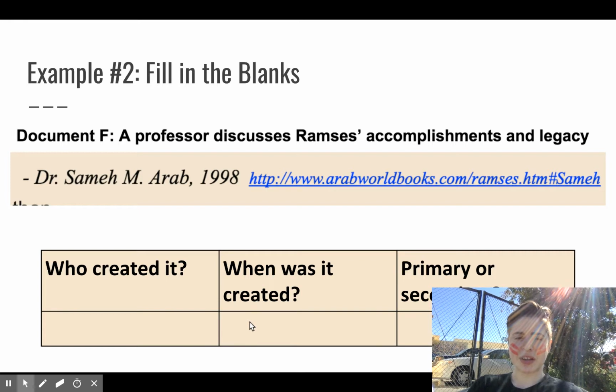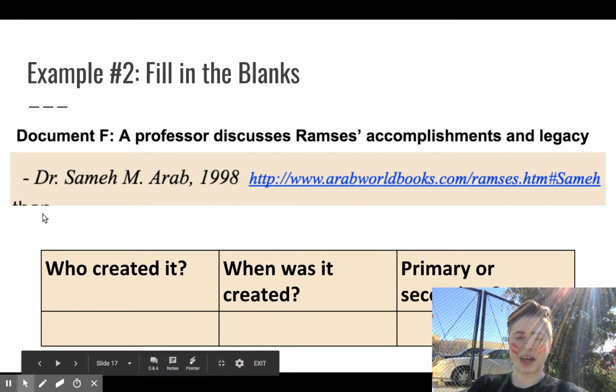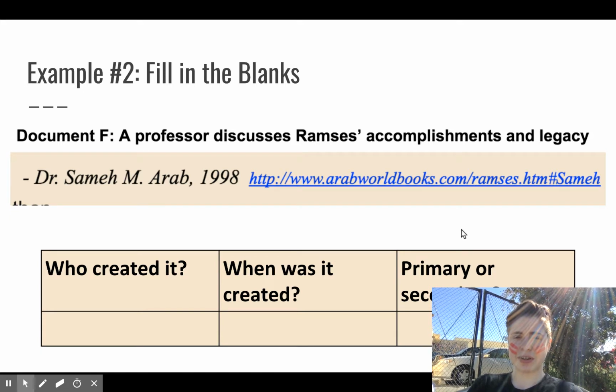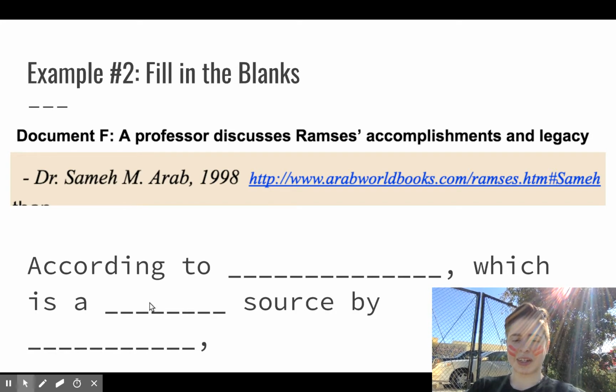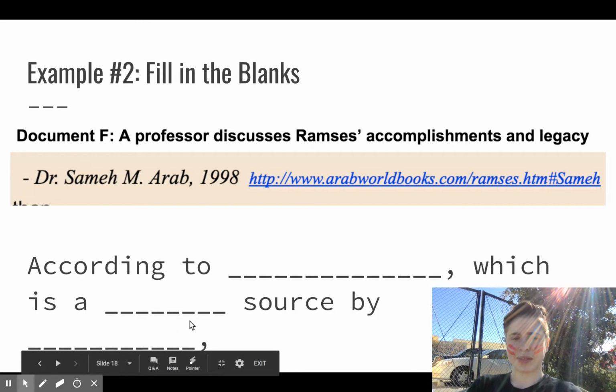Second example, take a look at the source information up top and see if you can figure out who created it, when it was created, and if it was primary or secondary. Go ahead and fill out the blanks so you can practice contextualizing the source.